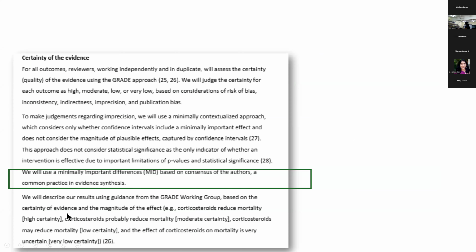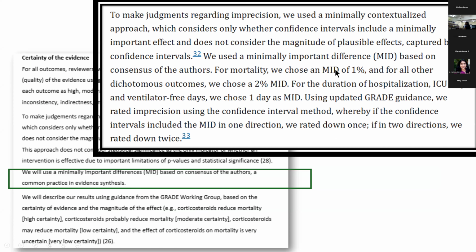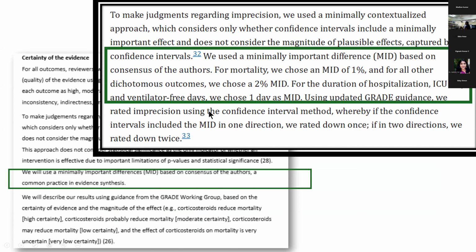So actually, this should have been defined before they have done the study and not after they have done the study. And after they have done the study, for mortality, they have chosen an MID of how much? 1%. So that absolute risk reduction of 1% mortality, they felt it was very important. Okay. And for the other outcomes, they have taken 2% MID. For the days, that is duration of hospitalization, ICU stay, ventilator-free days, they have chosen a 1 day as MID.